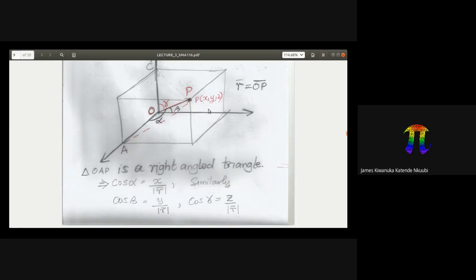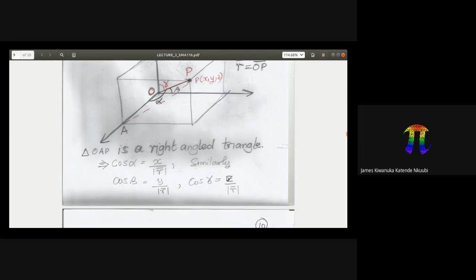this distance, the adjacent over the hypotenuse, right? So the adjacent will be this y, and the hypotenuse will be again OP, and the length of OP is just the magnitude of the vector r. The same idea also will help you get the cosine of gamma, which is z over the magnitude of r. Now you will notice that these are called the direction cosines.